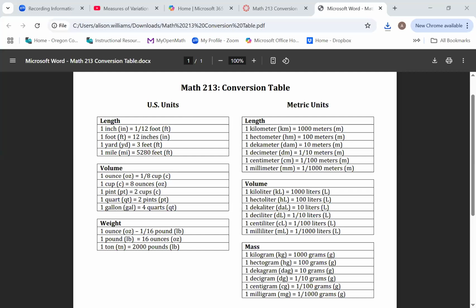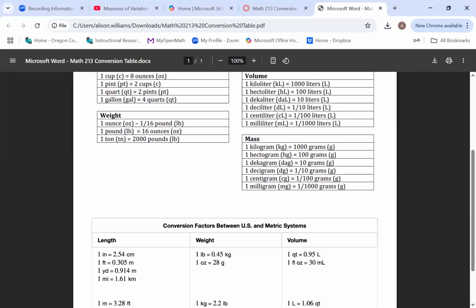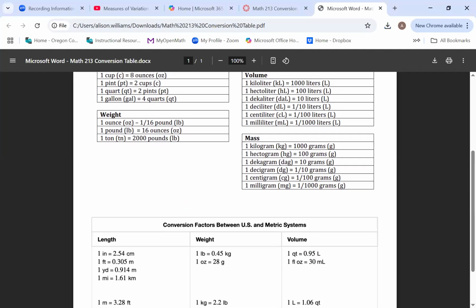Now, this conversion table I posted on Canvas. It's under course information, under handouts. It's got all of the conversions for what I called US units, but it's the English units, and then the metric units, which, like I said, we'll talk about in the next video. It also uses all the abbreviations, and below it has conversions between the US and metric system.